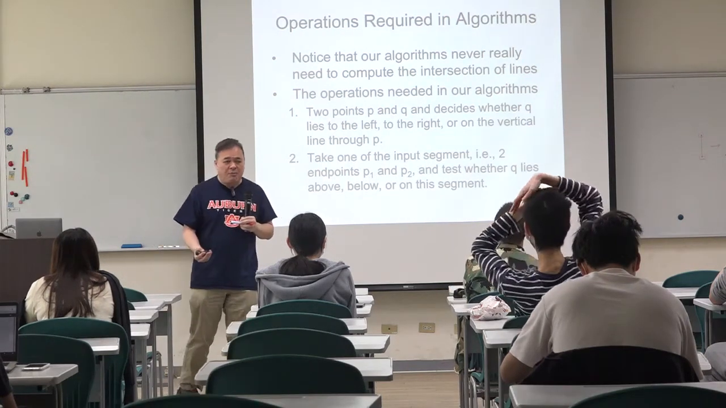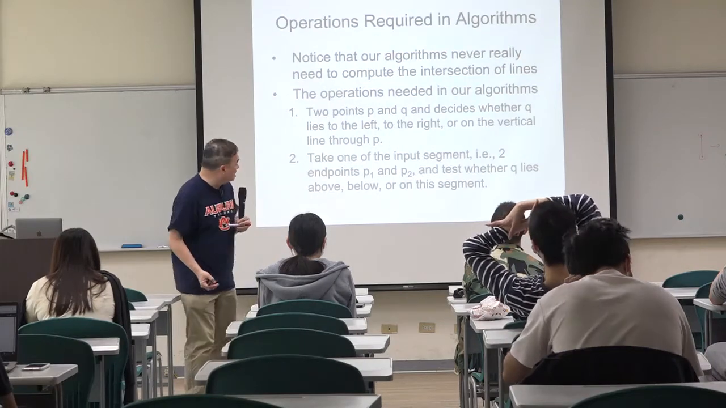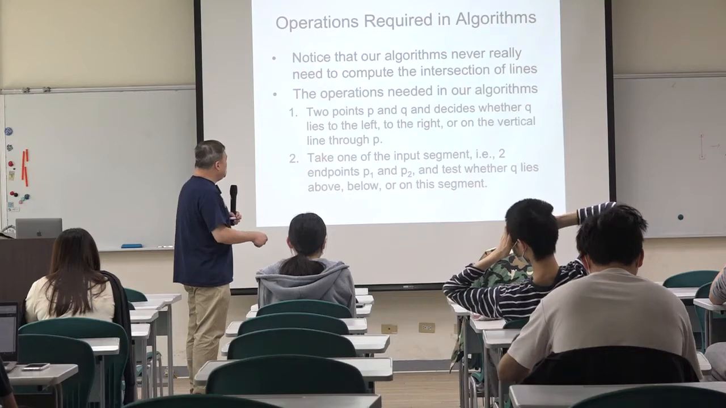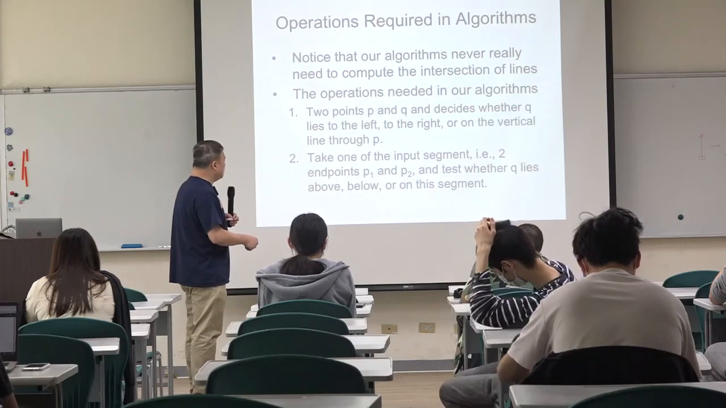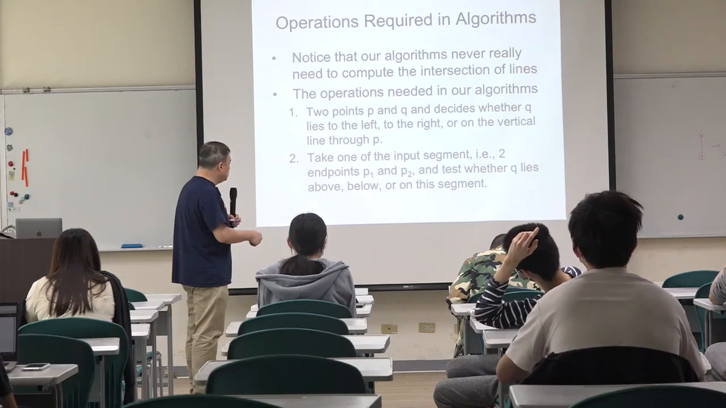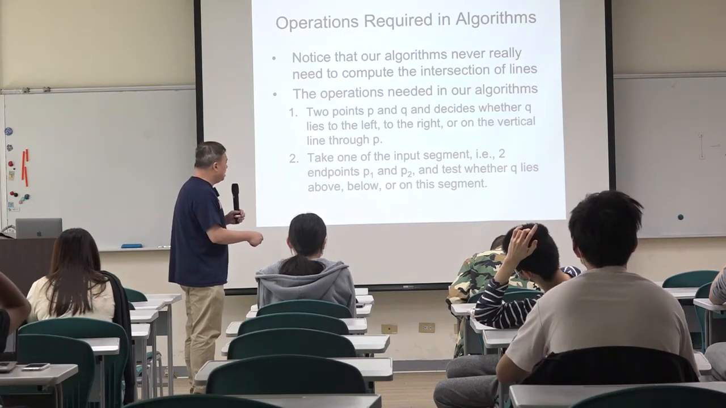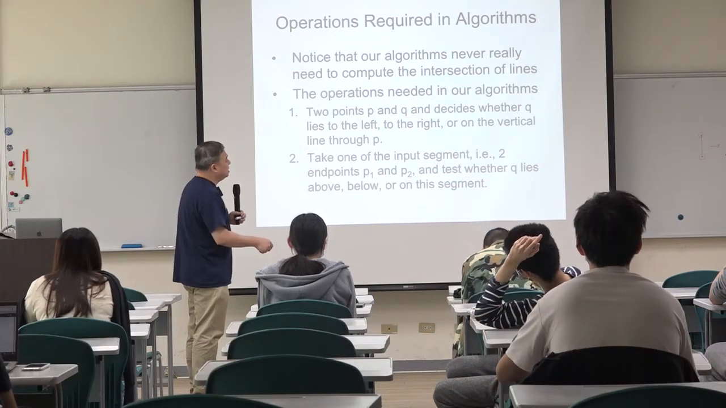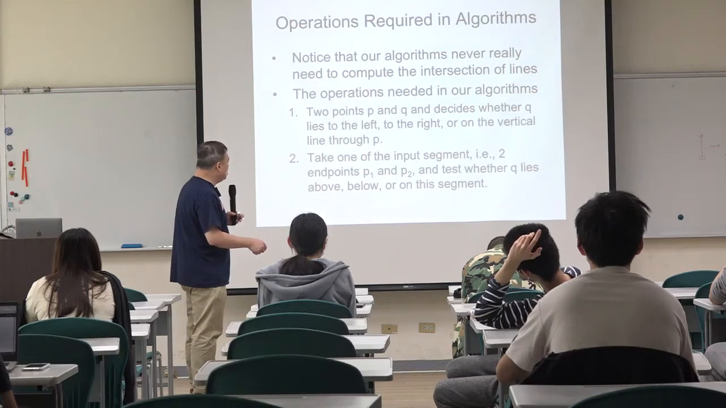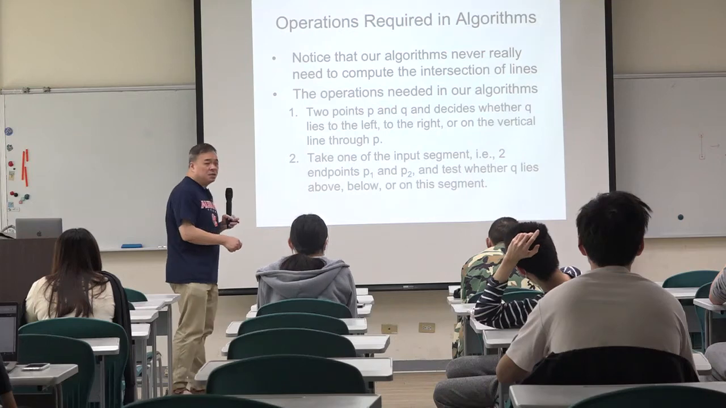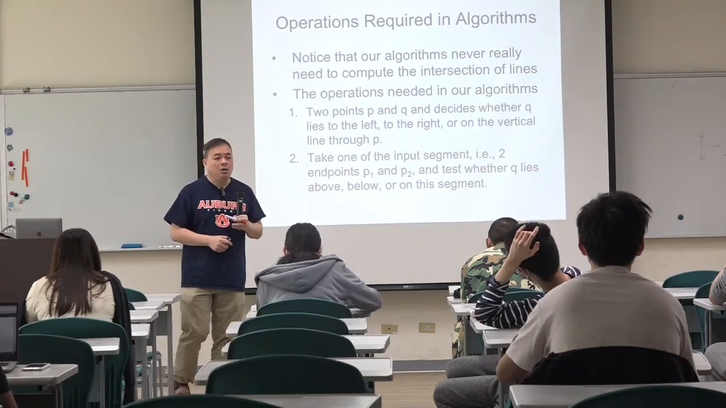Okay, that's the first operation we need in our algorithm. The second thing is, given two endpoints P1 and P2, a segment with endpoints P1, P2, and a query point Q, we want to test if Q lies above, below, or on the segment.